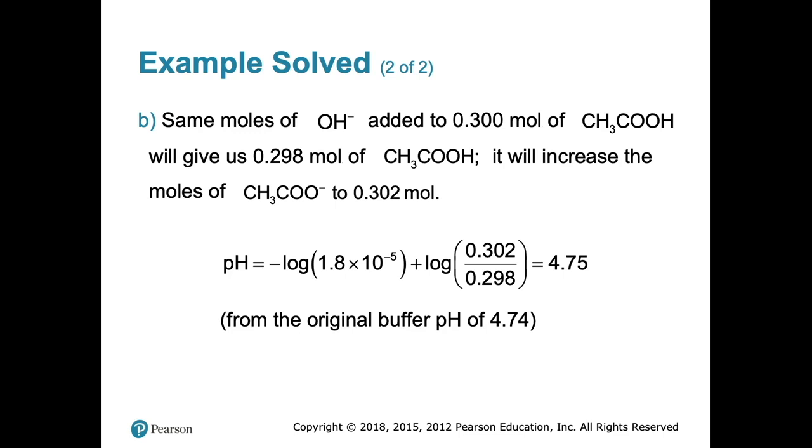Take the negative log of that, and then you do the positive log plus the log of the ratio of the base divided by the acid, right? And so 0.302 divided by 0.298, and you get 4.75 as the pH, which is the new pH when the original buffer was at 4.74. So you only moved up like 0.01 here, right? So kind of neat, right? Very, very small change because you have a buffer, okay?